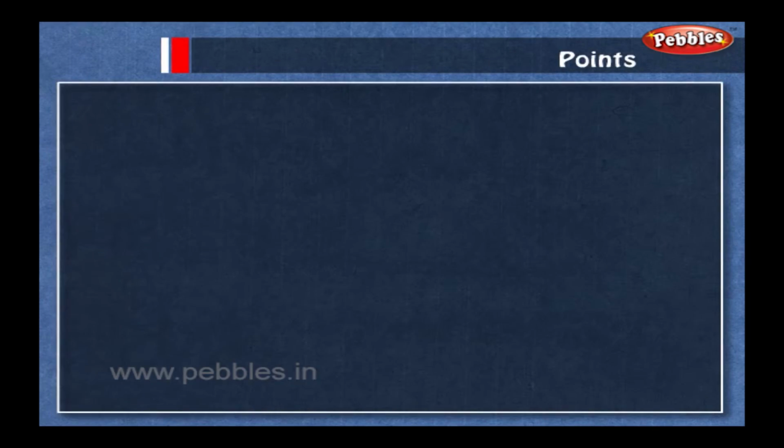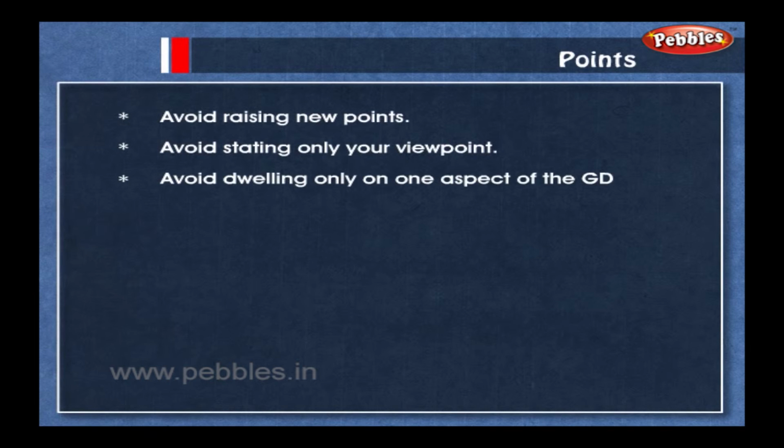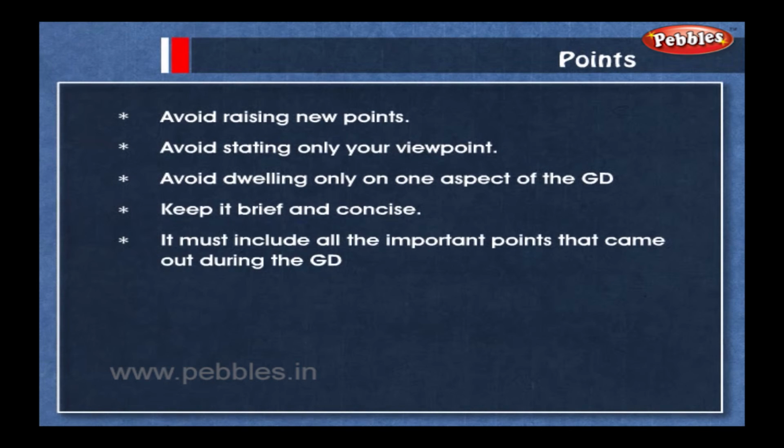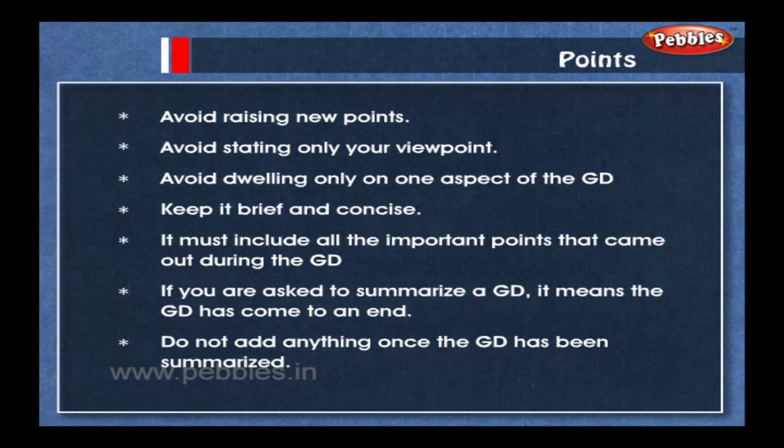Keep the following points in mind while summarizing a discussion. Avoid raising new points. Avoid stating only your viewpoint. Avoid dwelling only on one aspect of the GD. Keep it brief and concise. It must include all the important points that come out during the GD. If you are asked to summarize a GD, it means the GD has come to an end. Do not add anything once the GD has been summarized.